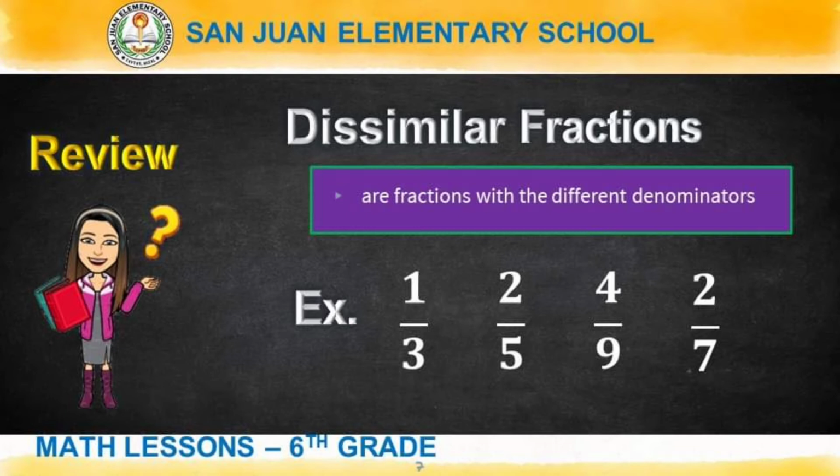Next one is dissimilar fractions. These are fractions with different denominators. Example, 1/3, 2/5, 4/9, and 2/7. All of these fractions have different denominators. Another example, we have 10/12, 4/7, and 9/6. Again, this set of fractions have different denominators.